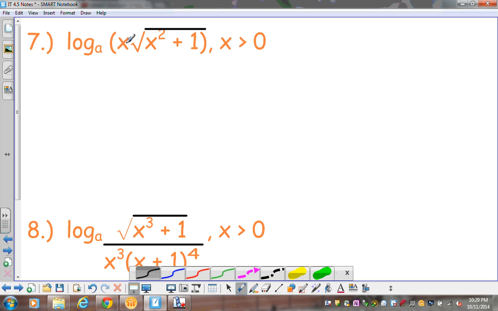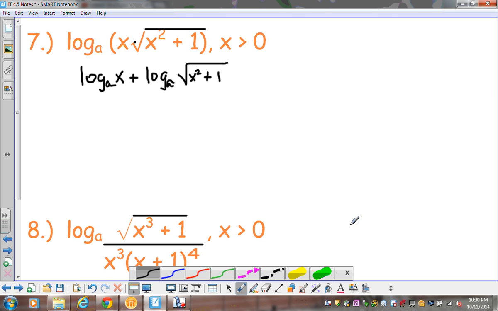Now we've got x times the square root of x squared plus 1. So the first thing we've got here is a multiplication. It's written right now as a single logarithm, so we want to expand it to multiple logarithms. So the first thing we're going to work with is our multiplication. If you remember, multiplication goes with addition. So to expand this is going to be log base a of x plus log base a of the square root of x squared plus 1. So that's the first thing we've got.